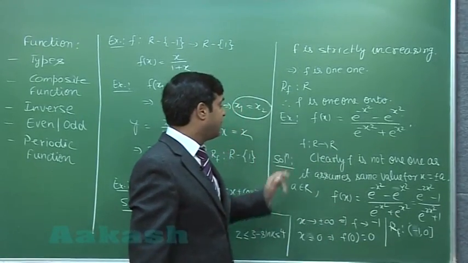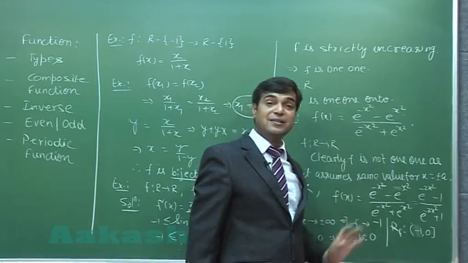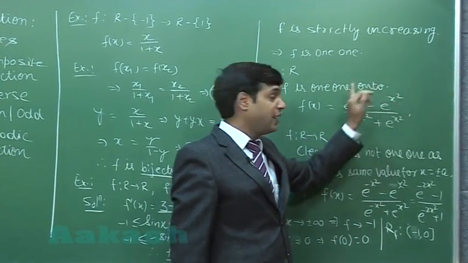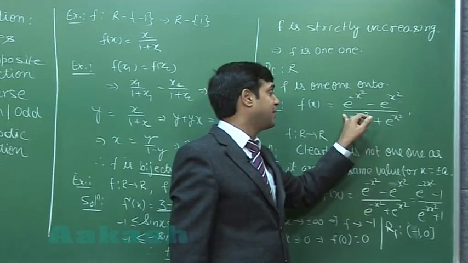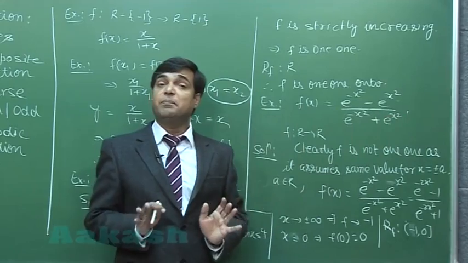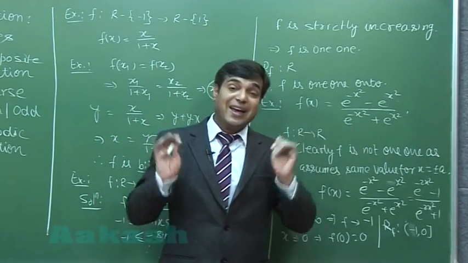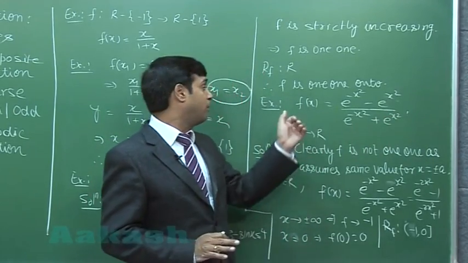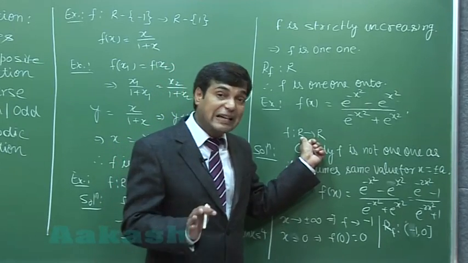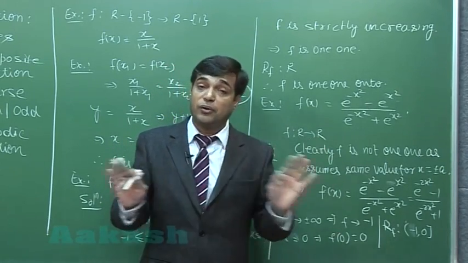Here it was given f(x) is e to the power minus x square minus e to the power x square, divided by e to the power minus x square plus e to the power x square. Only even powers for x. The domain of x has positive as well as negative values, so it clearly means that the function is not one-one.